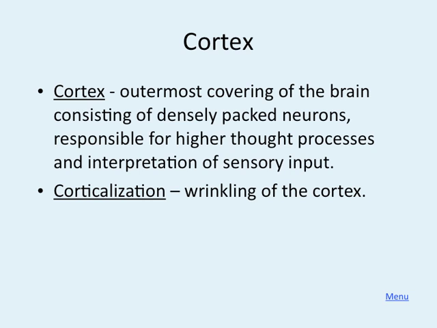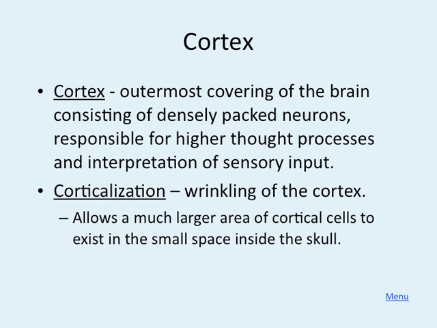Corticalization is the wrinkling of the cortex. If you've ever seen a brain, it looks like there's a lot of brain just squished in. It's all wrinkly. That's exactly what we're talking about. It allows a much larger area of cortical cells to exist in small spaces inside the skull. These important cells used in our thinking process need a lot of room. Our skulls are so small that we have to wrinkle to get more surface space. You're going to get more surface space if you have lots of ridges and valleys than if you just had a flat surface. That's why our brain is all wrinkly.